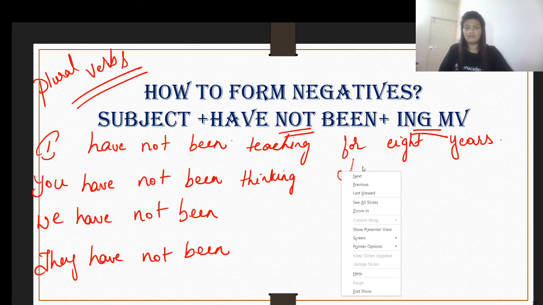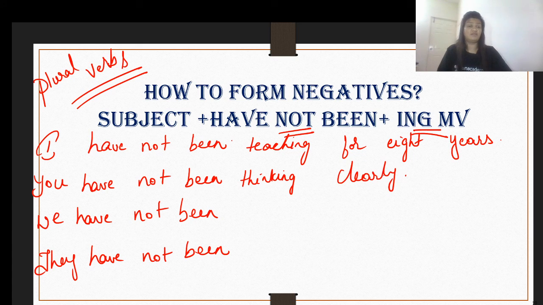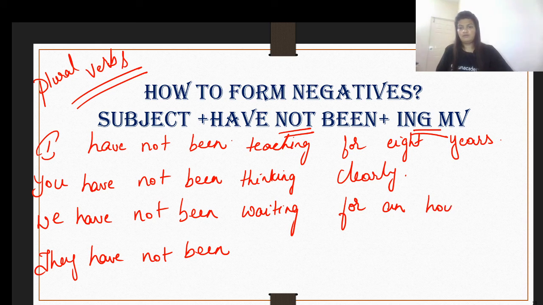Let's say, okay, clearly. You've not been thinking clearly. We have not been waiting for an hour. That means probably somebody says, have you been waiting for an hour? Then you say in response, no, we have not been waiting for an hour. Probably we're waiting more than that. We are waiting here for almost 2 hours now.